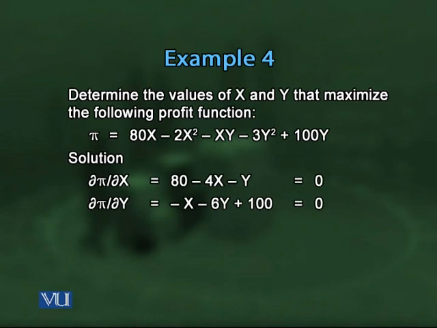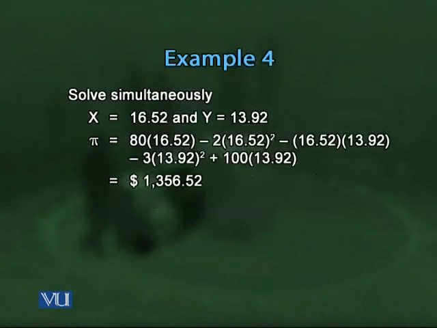Solution steps are that we find the first partials with respect to x and with respect to y. The two independent variables in this case are x and y. So we partially differentiate the function with respect to x and with respect to y, set them equal to 0 and solve these equations simultaneously. As a result, we get the optimal value of x, which is equal to 16.52, and the optimal value of y is equal to 13.92.